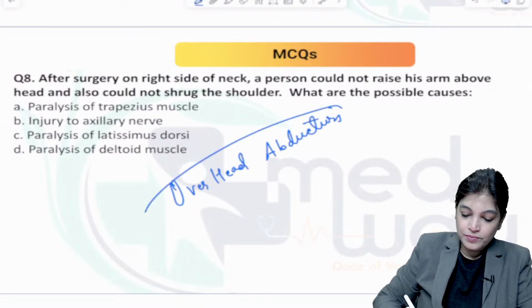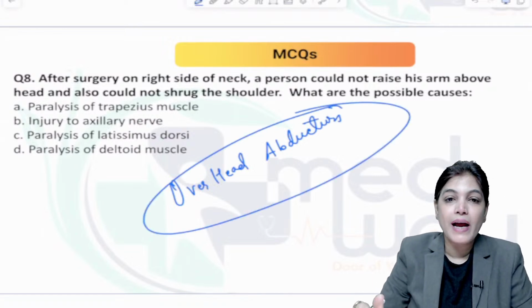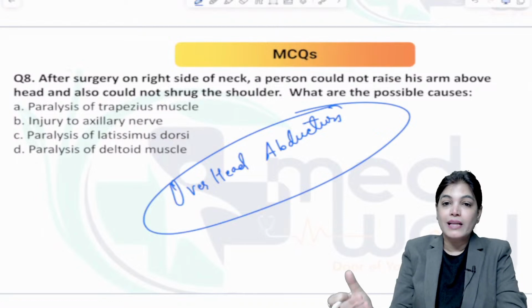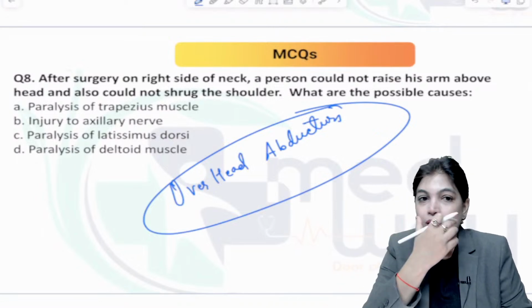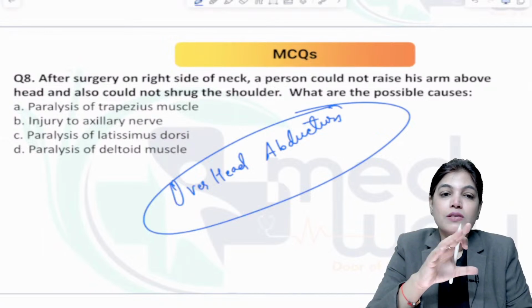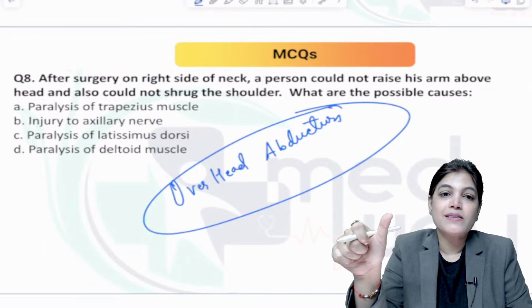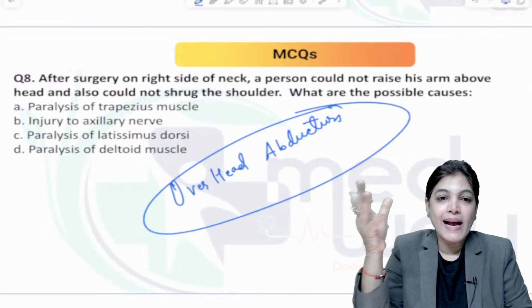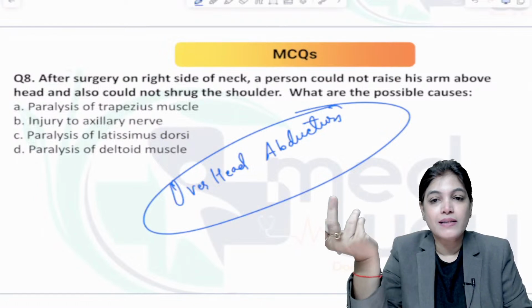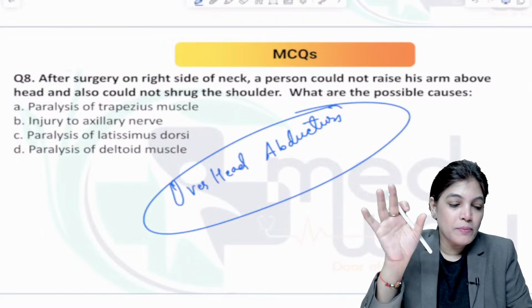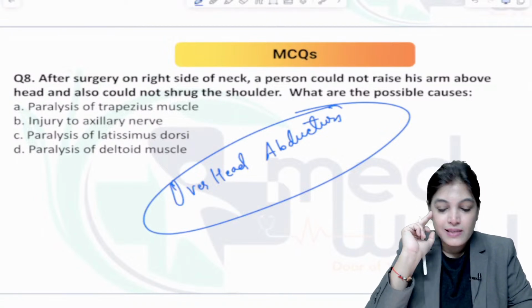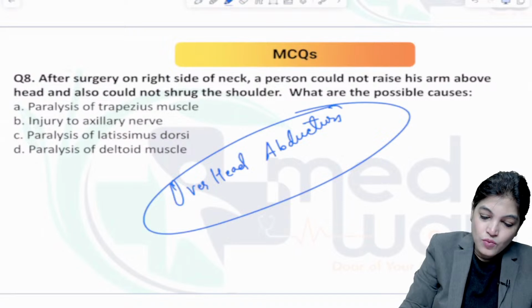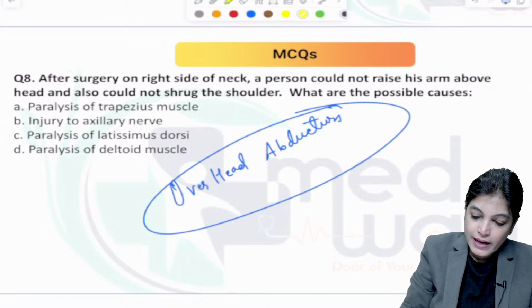The movement which is affected is overhead abduction of the shoulder, and the patient is also not able to shrug the shoulder. So what is the probable cause of this condition? Paralysis of trapezius muscle, injury to axillary nerve, latissimus dorsi, or paralysis of deltoid. Students told me that deltoid was one of the options given. Actually the correct answer is trapezius muscle. What is the reason that trapezius muscle is the correct answer?